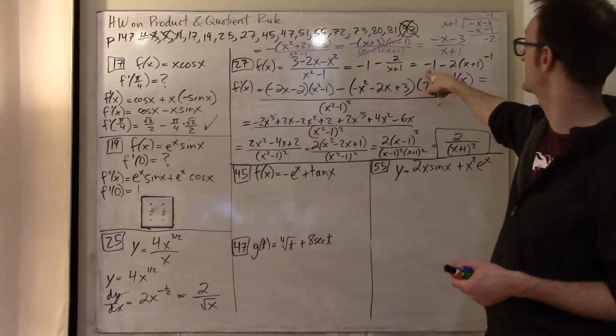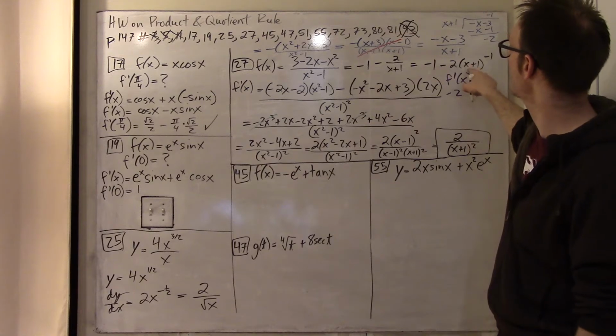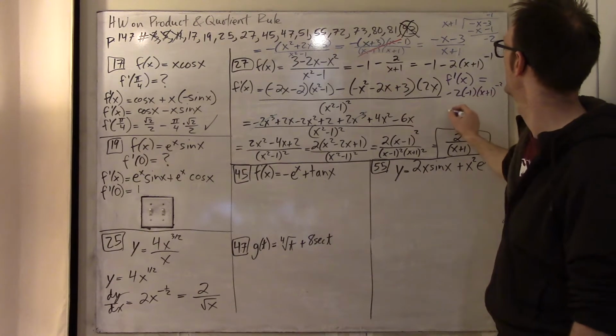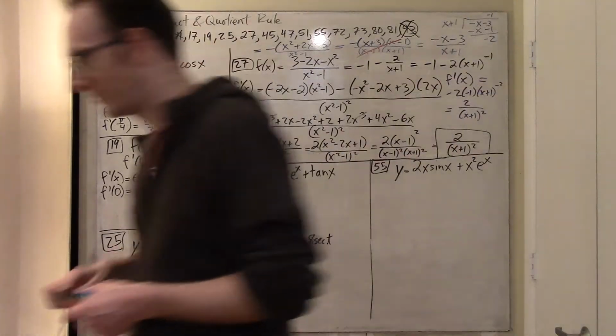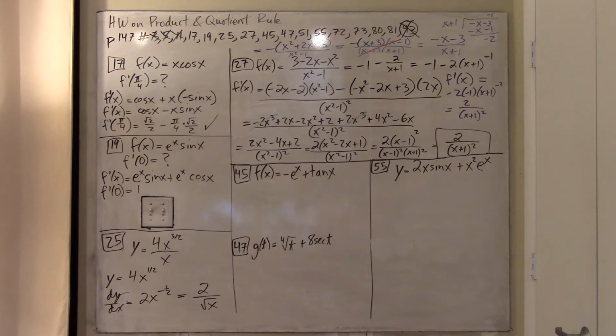Well, the derivative of negative 1 is 0, and I get negative 2 times the derivative of x plus 1 to the negative 1, which is negative 1 times x plus 1 to the negative 2. And that's how I end up with 2 over x plus 1 squared. Alright, so that was an example of how you can either just mindlessly do the quotient rule as I did, or you can factor first. I don't know what they actually intended there.